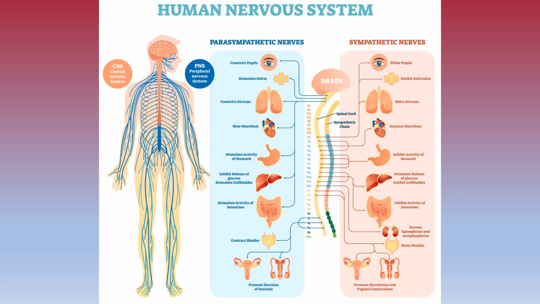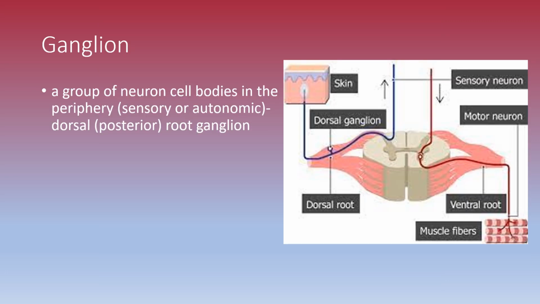The human nervous system has parasympathetic nerves and sympathetic nerves. Some examples of these are listed, such as your eyes, your lungs, your heart, and organs. A ganglion is a group of neuron cell bodies in the periphery, either sensory or autonomic, such as the posterior dorsal root ganglion.